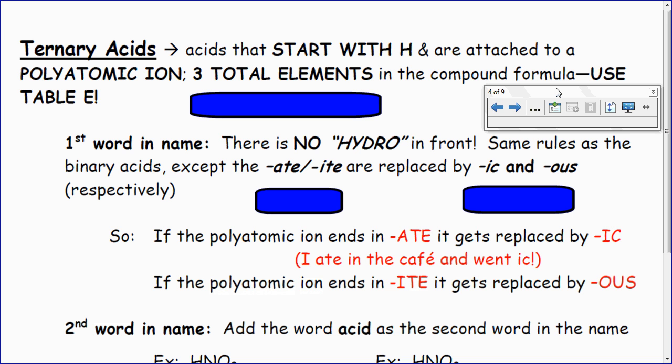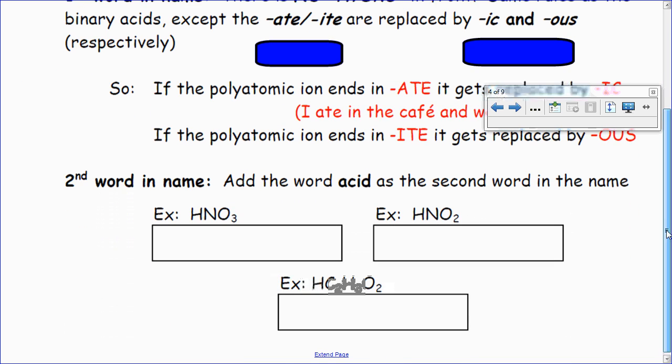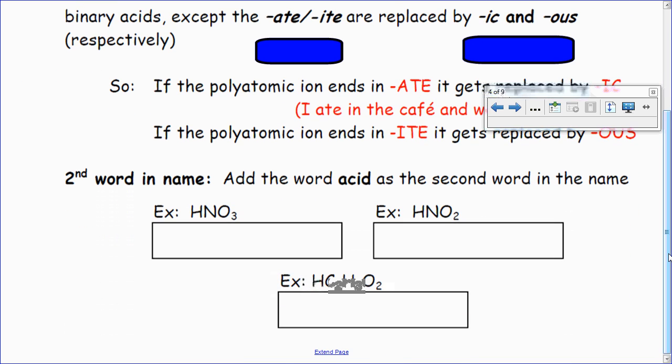So if the polyatomic ion ends in ate, name gets replaced with ic. If polyatomic ends in ite, it gets replaced with us. Very, very obscure naming rules. Again, don't worry about this too much. Pay attention to your table that has the names on it. So nitric.